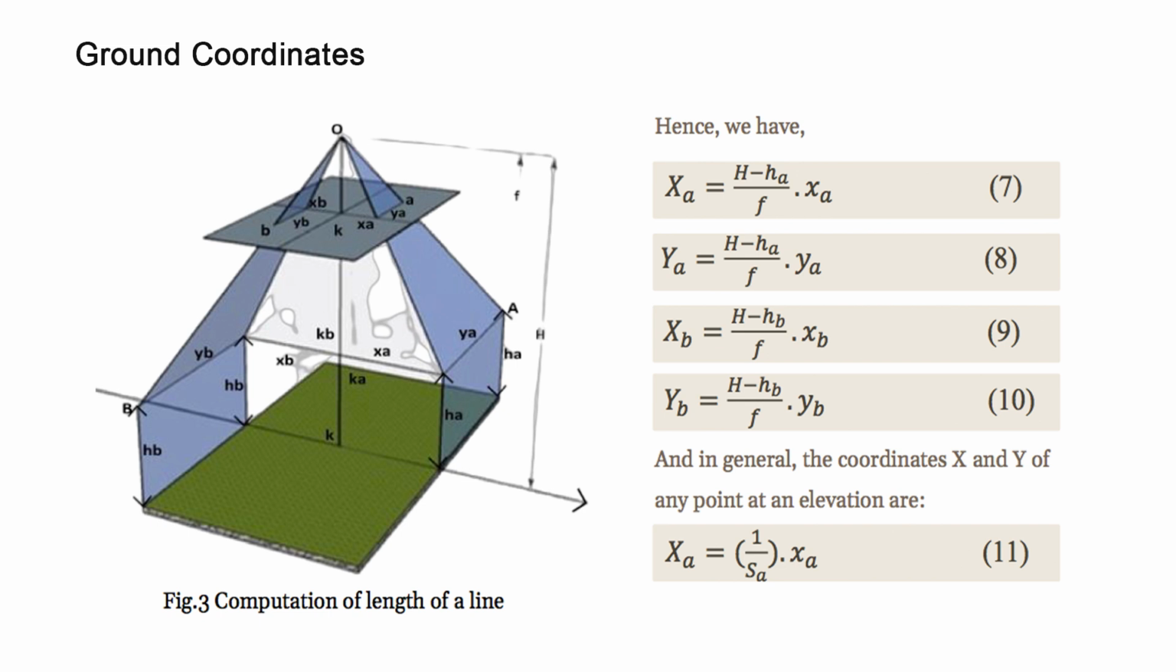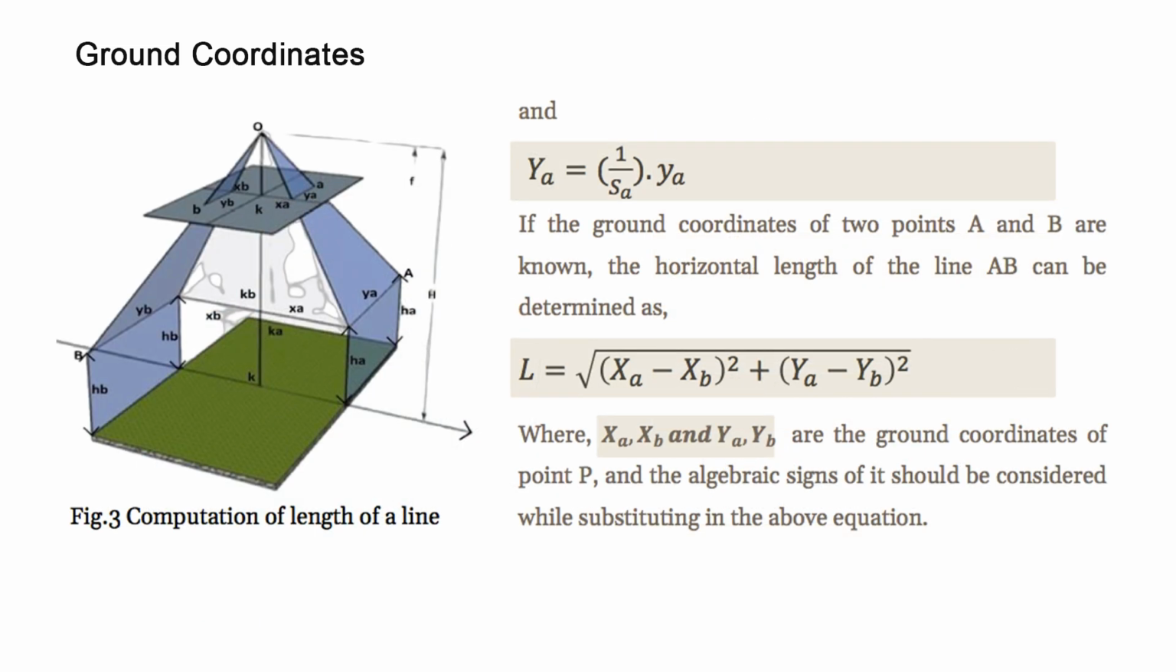And in general, the coordinates X and Y of any point at any elevation are capital X is equal to 1 by S into small x and capital Y is equal to 1 by S into small y, can simply be written, isn't it? So, what does this say? Every millimeter on the photo represents approximately 1 by S times a millimeter on the ground.